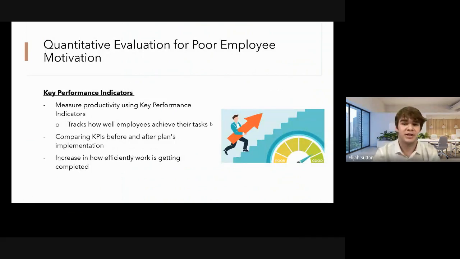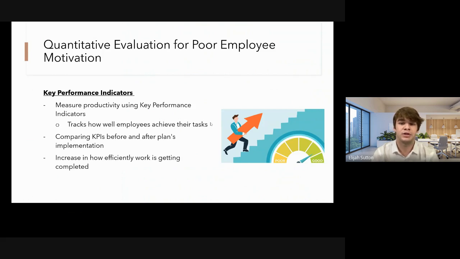Hi, I'm Elijah, and I'm going to be going over the quantitative and the qualitative evaluations for poor employee motivation. I'll first start off with quantitative evaluation for poor employee motivation. To dive into the evaluations for addressing low employee motivation at One America, the plan extends beyond surveys and retention rates to focus on measures of performance and growth. The following information was found on brightgauge.com.